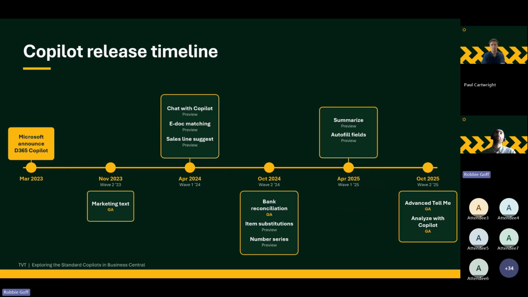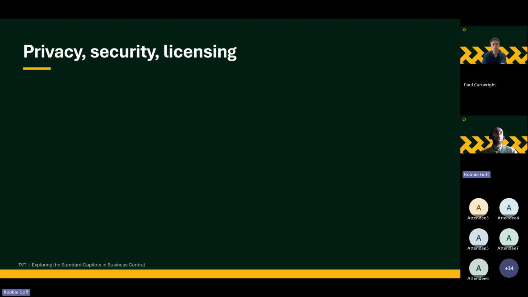Chat with Copilot, through to bank recs, through to autofills, and then advanced tell me, and then more has come in the latest release that we'll cover towards the end of the session. We're going to do privacy, security, and licensing now instead of at the end. Six or so points to cover here.